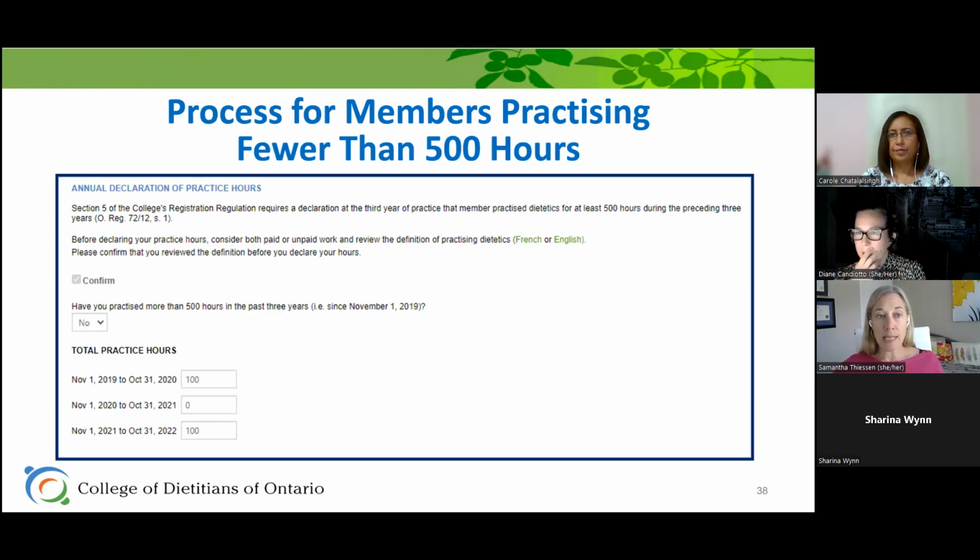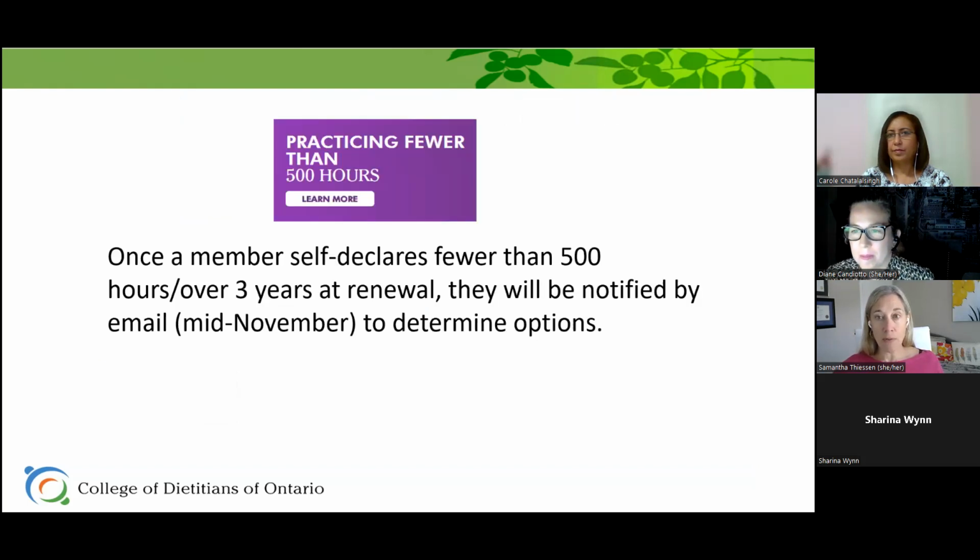So we'll move on to the next slide. This just tells you a little bit about the notification process. The quality assurance staff notifies these members of your options, usually by about mid-November. And by mid-January, you'll have to select your option online, and that's through your member dashboard.